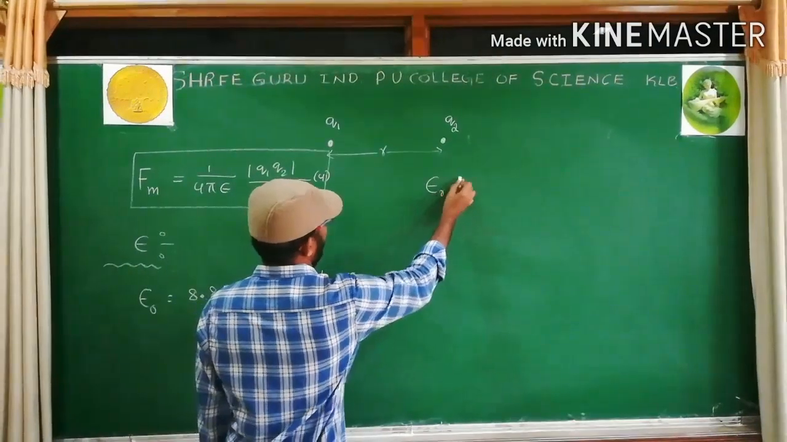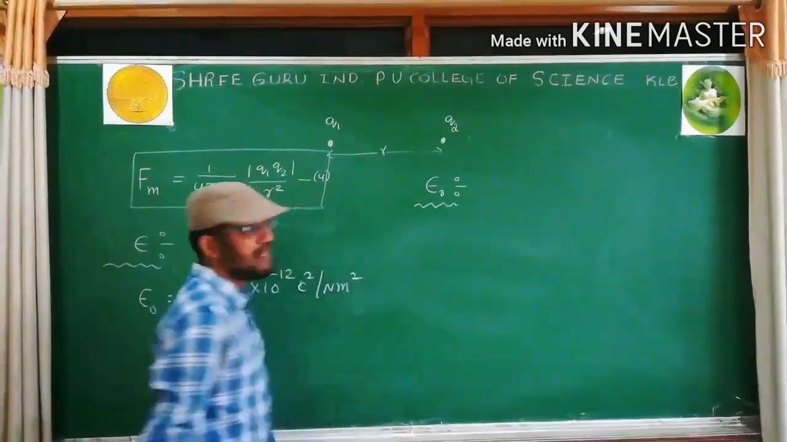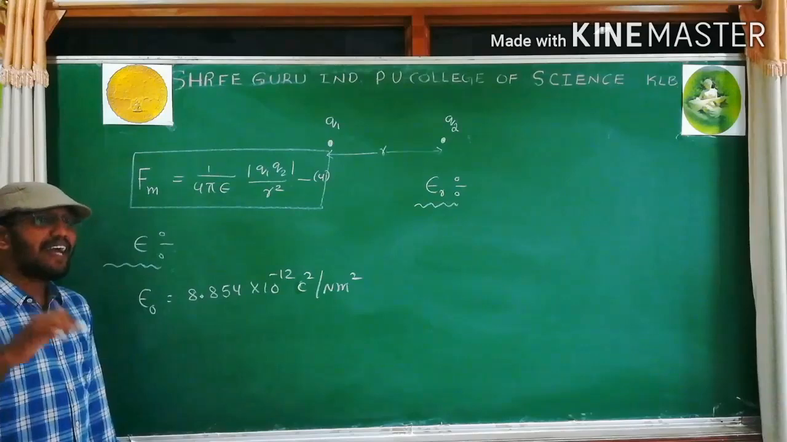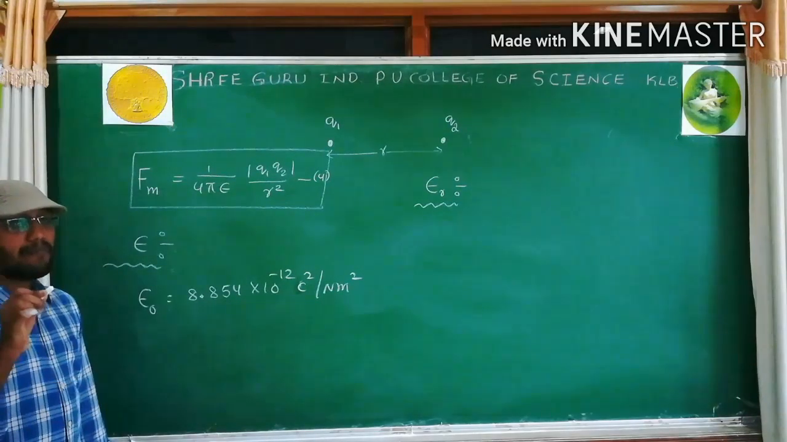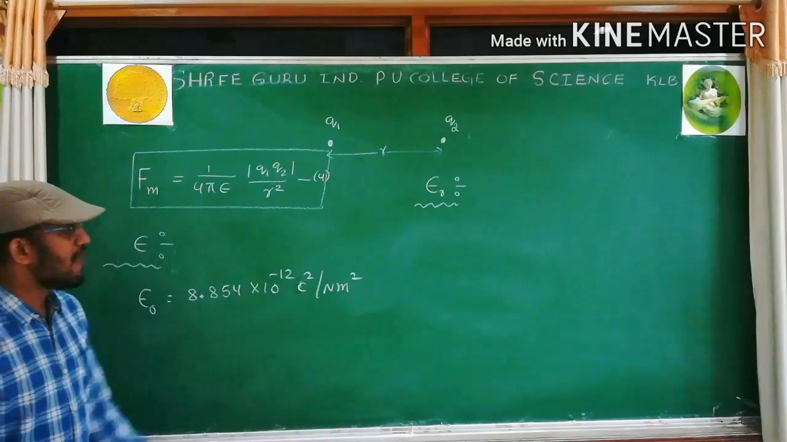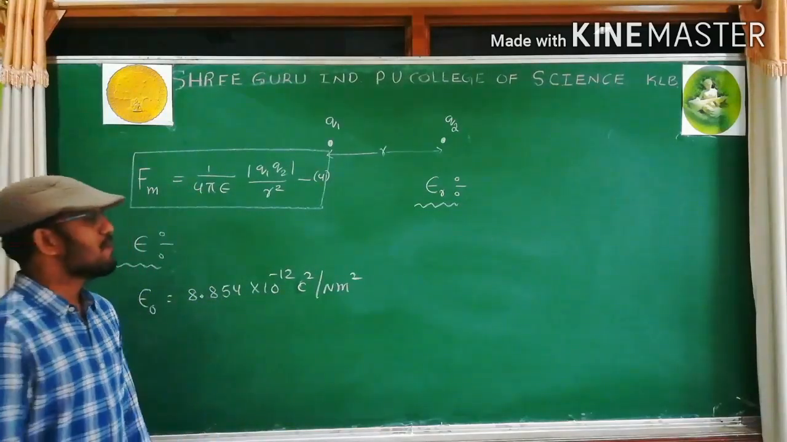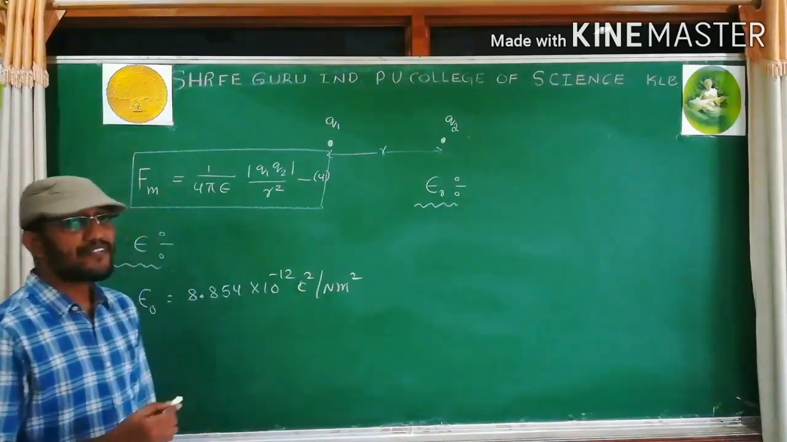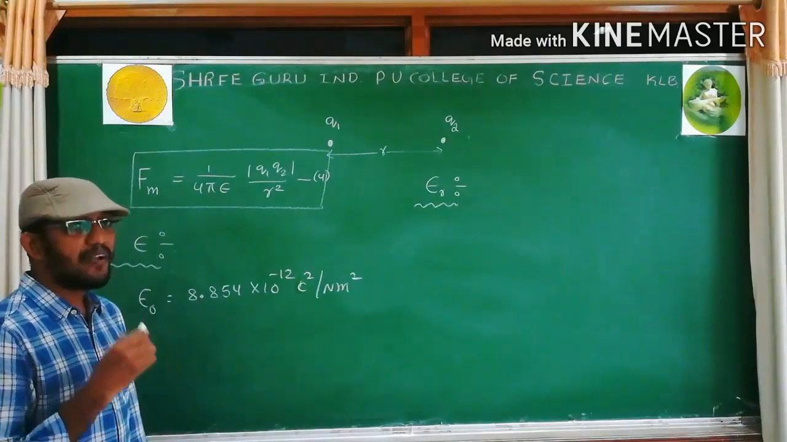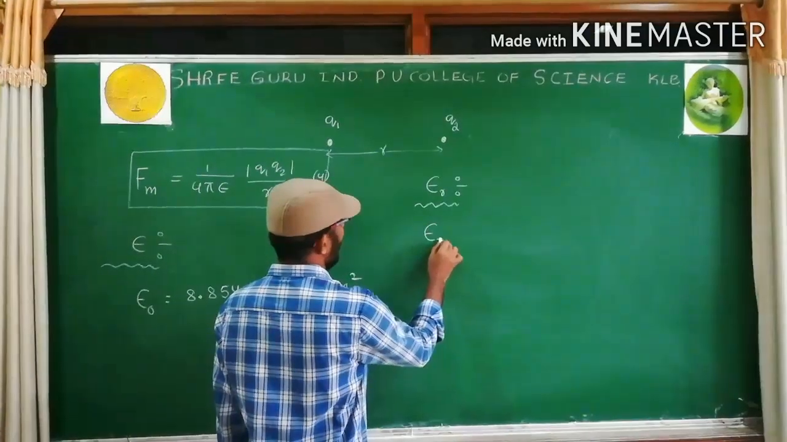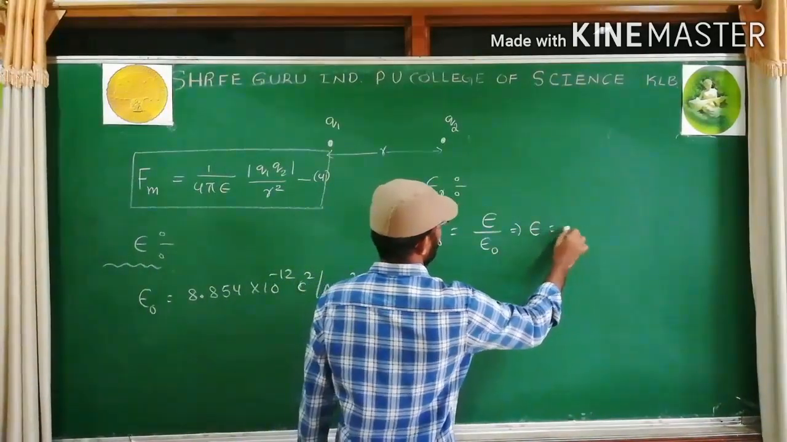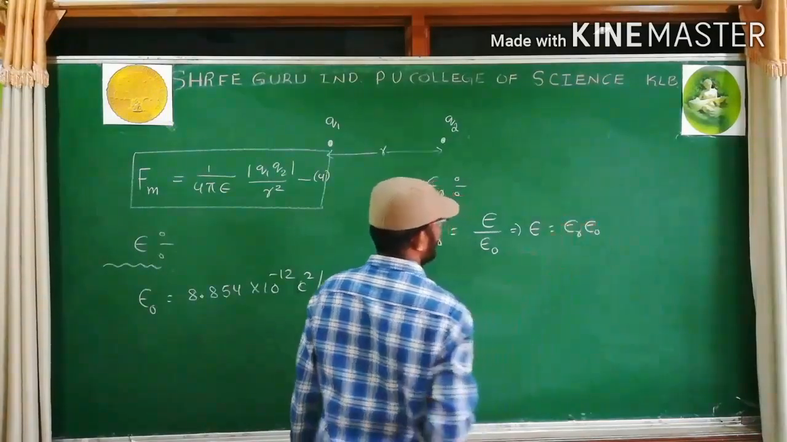So epsilon r is called relative permittivity. Relative permittivity is defined as the ratio of permittivity of the medium to the permittivity of free space. So what is meant by the relative permittivity of a medium? Relative permittivity of a medium is defined as the ratio of permittivity of the medium to the permittivity of free space. That is epsilon r is equal to epsilon by epsilon naught. From this, epsilon is equal to epsilon r into epsilon naught.